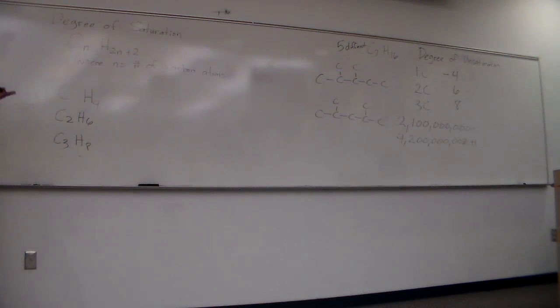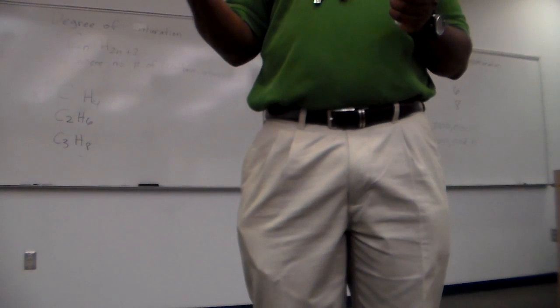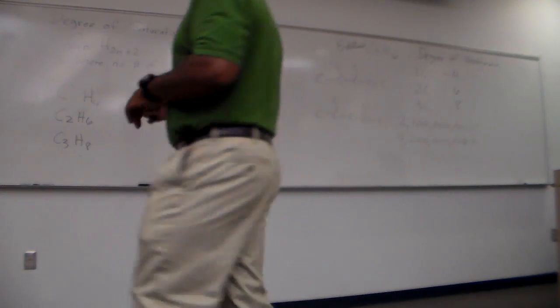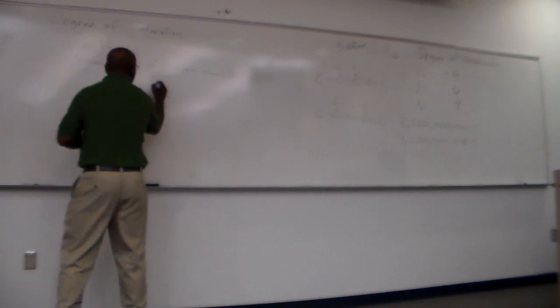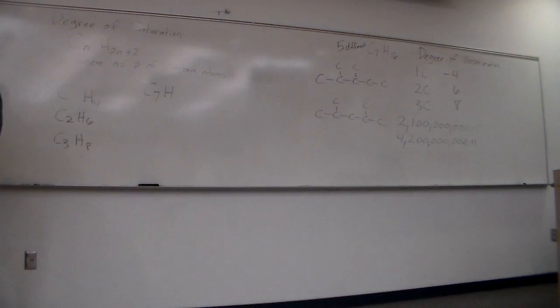Now if the number was 2,100,000,000, 2 times that number would be 4,200,000,000, and then plus 2. So we know that for 7 carbon atoms, the maximum number of hydrogen atoms they can contain is C7H, 2 times 7 plus 2, 16.